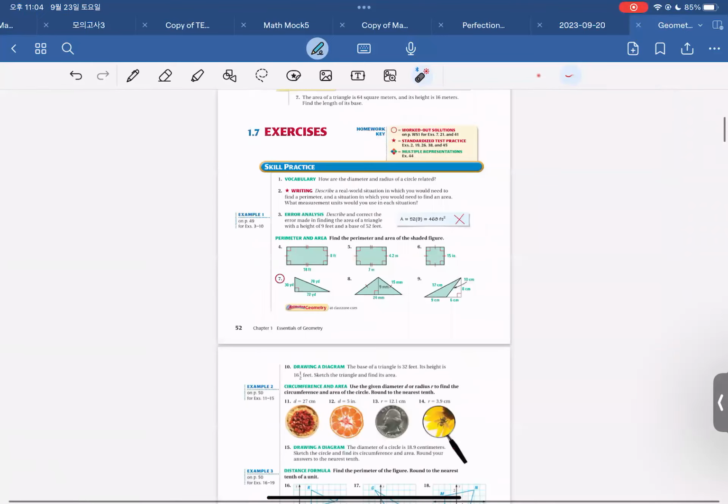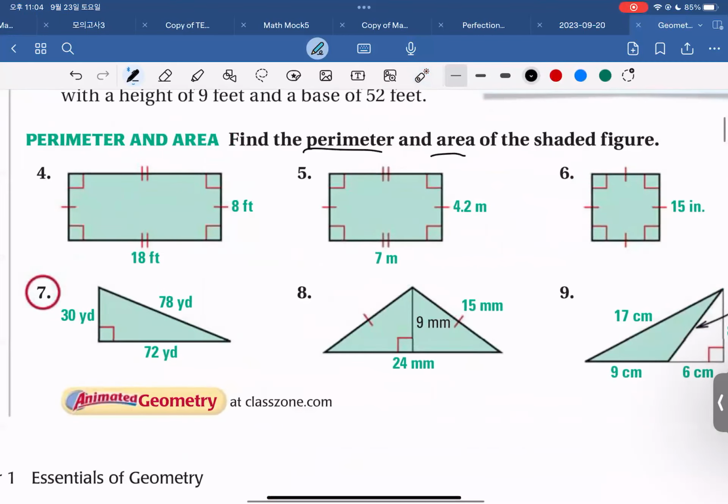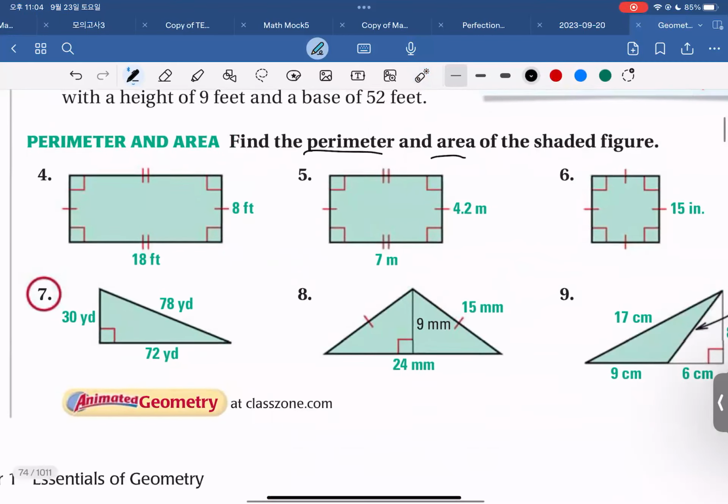So let's look at some questions here. Let's look at number 8, for example. To find the perimeter and area of the shaded figure. So first, let's look at the perimeter, right? Remember, it's P is a plus b plus c, and A is half b h, right?